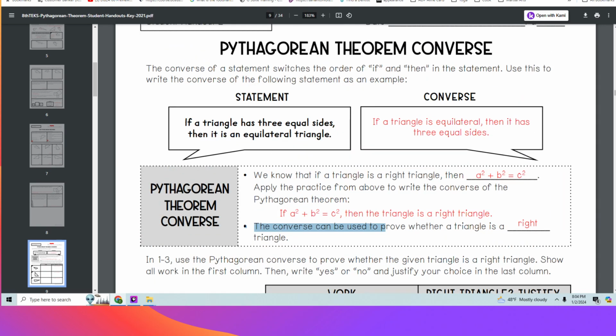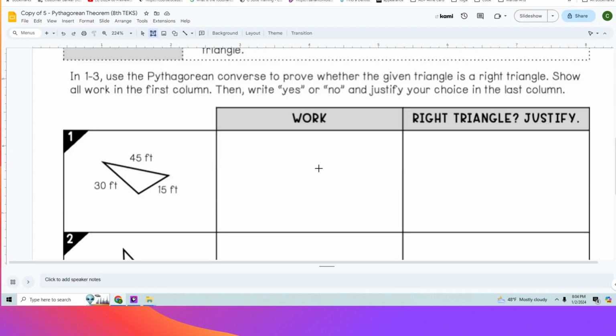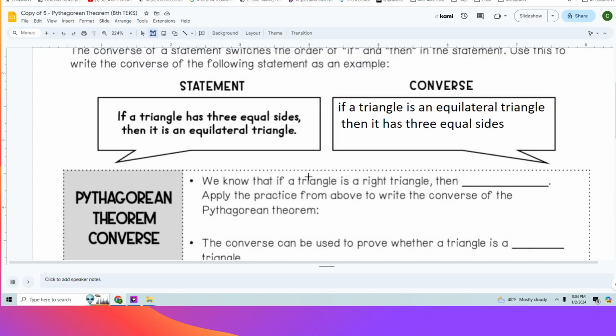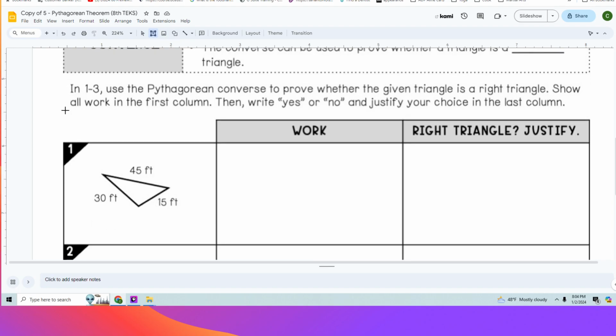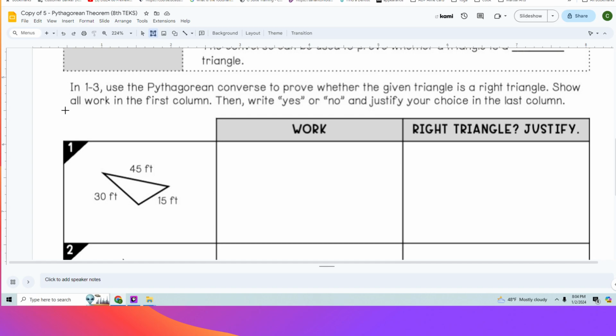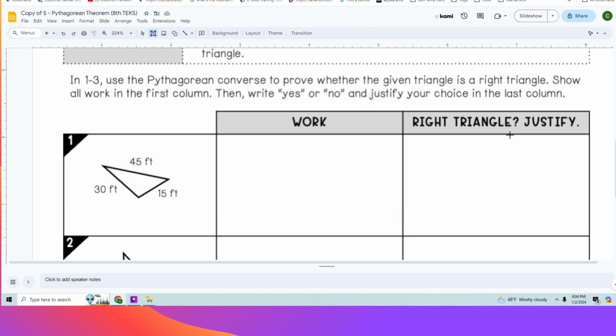So let me switch over to this one that doesn't have all the answers. And let's look at this. It says in 1 through 3, use the Pythagorean converse to prove whether the given triangle is a right triangle. Show all work in the first column, then write yes or no to justify your answer choice in the last column. So this is the right answer and a justification.